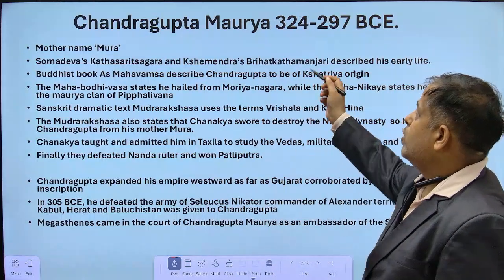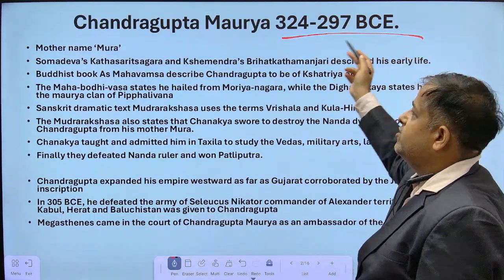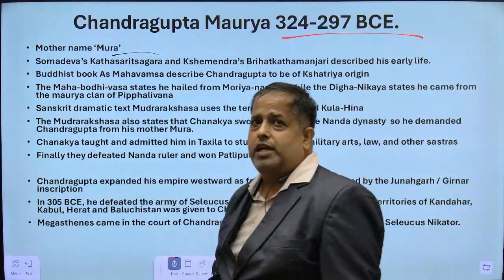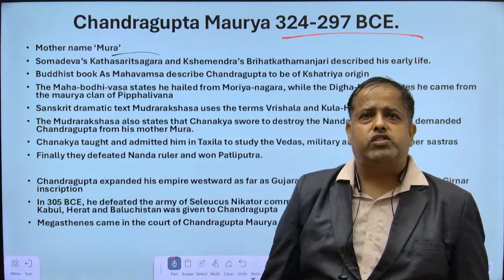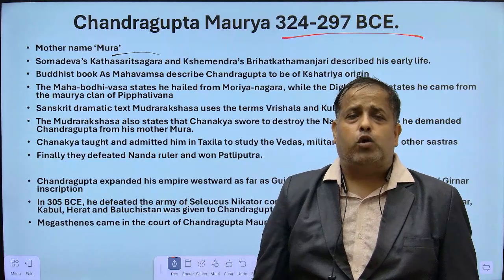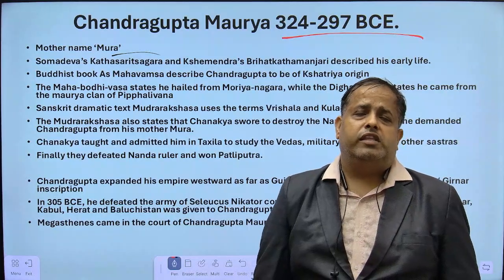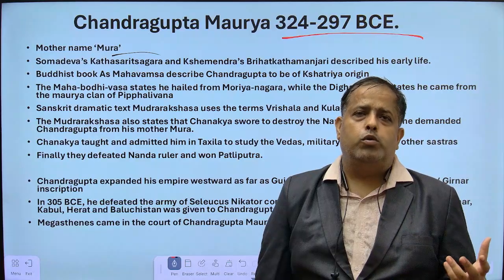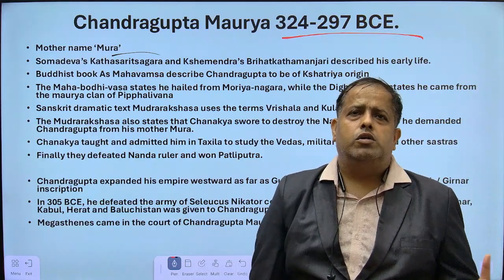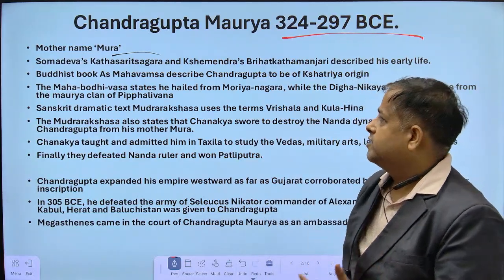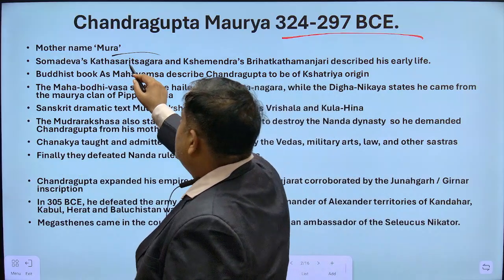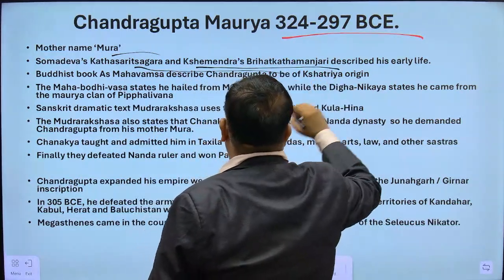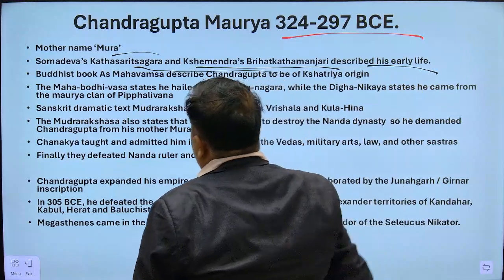So Chandragupta Maurya ruled from 324 to 297 BCE. His mother's name was Mura. According to some historians, the dynasty became known as the Mauryan dynasty from the name Mura. But according to some other historians, they kept peacocks, and that is the reason the dynasty became known as the Mauryan dynasty. Somadeva's Kathasaritsagara and Kshemendra's Brihatkathamanjari describe his early life.